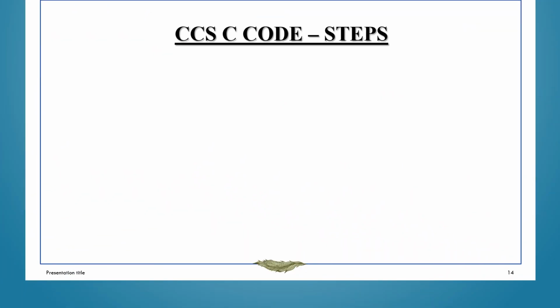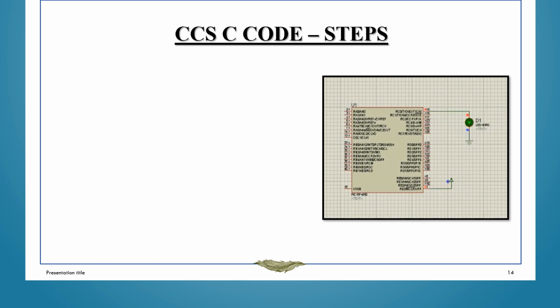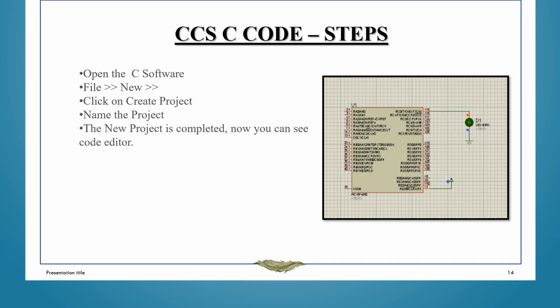Now we will start with CCS C code. We will go through the steps. First, open the CCS C software. We will go to File and then New. Click on New project. Name the project. The name project is completed.